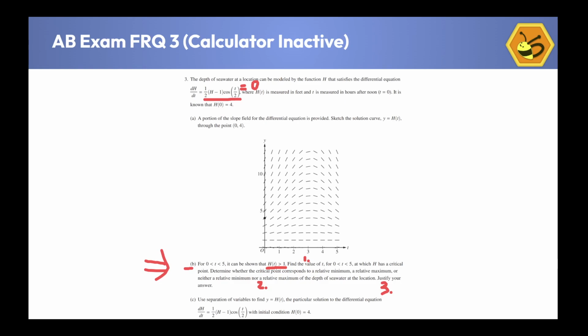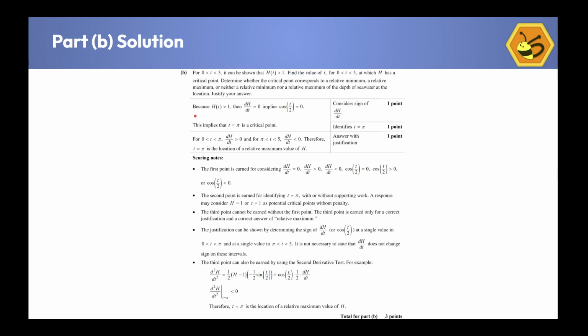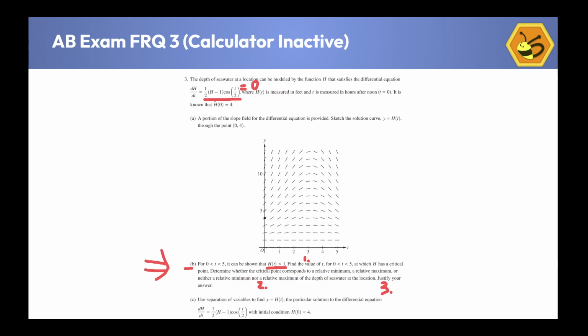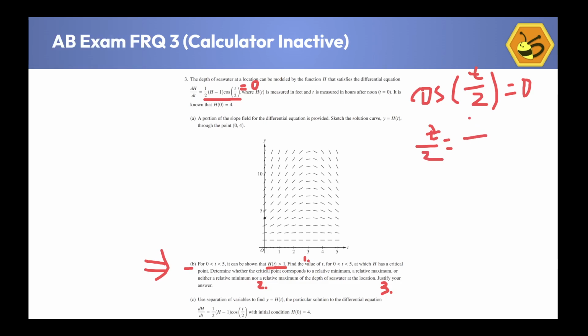Let's take a look. Here is the solution for part B. So because h(t) is bigger than 1, for this to be 0, h minus 1 can't be 0, and 1/2 can't be 0. So the only thing that makes the expression 0 is cosine. We want to make cosine of t over 2 equal to 0. The only way to do this within the interval is to set t over 2 equal to pi over 2. So t equals pi.